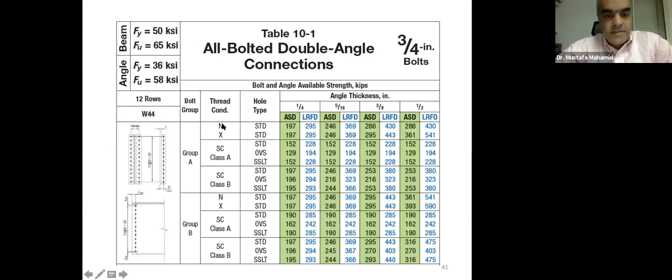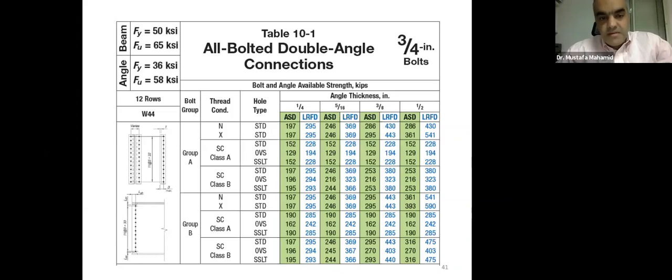And then whether the threads are included or excluded, whether we have slip critical class A faying surface, or class B. That's for group A, if we have for the group B, and then the hole type, whether it's a standard bolt hole or if it's oversized, short slotted, etc. And then the angle thickness, whether it's a 1/4 inch angle, 5/16, 3/8, and 1/2, and the capacity in ASD and LRFD for the 12 bolted connections, considering the limit states that are covered by the table that we just talked about.